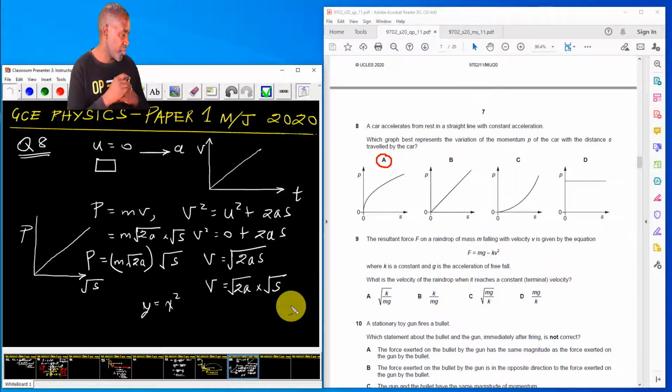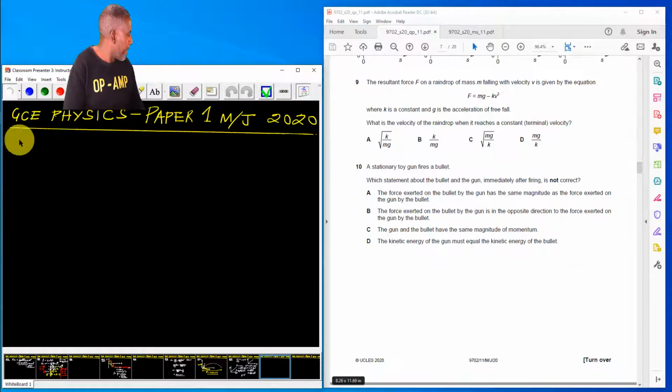And let's go to question 9. Now, in question 9, what are we told? In question 9, we are told that the resultant force F on a raindrop of mass m falling with the velocity v is given by the equation this. So F is the resultant force, where k is a constant and g is the acceleration of free fall. What is the velocity of the raindrop when it reaches a constant velocity or terminal velocity?